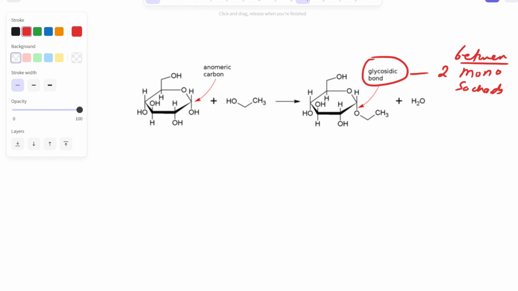The beauty and complexity lies in the specificity of this bond: which anomer, alpha or beta, is involved, and which carbons on each sugar link up. Example 1 to 4, or 1 to 6, or 1 to 2. This seemingly small detail profoundly impacts the disaccharide's properties and how our body can digest it. So, now we come to the examples of disaccharides.